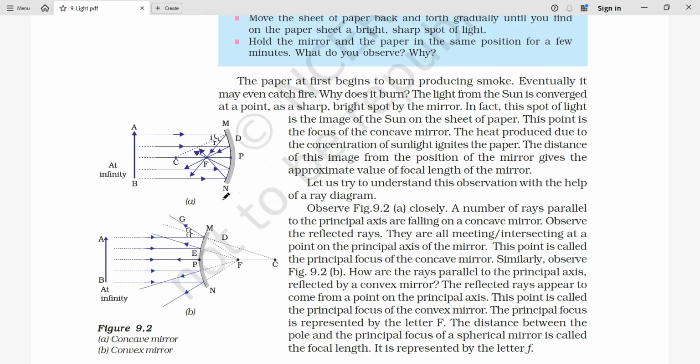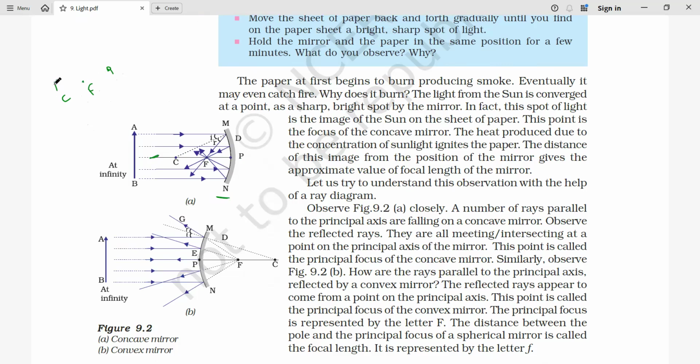So now here, this is the concave mirror. Here you are seeing that a ray is coming parallel to the principal axis. This line is the principal axis, which joins the center of curvature and the pole. Between the center of curvature and the pole, we have a middle point. That middle point is called the focus, and it is represented by capital F.